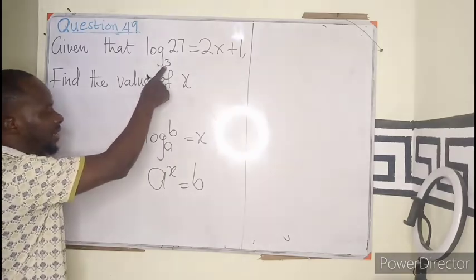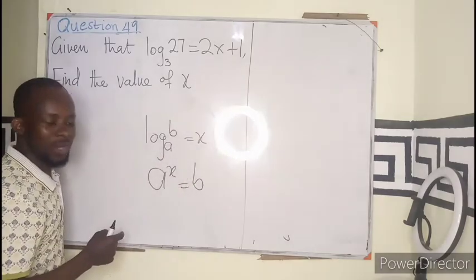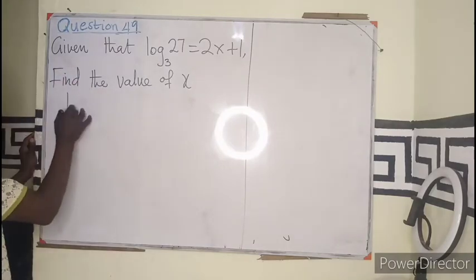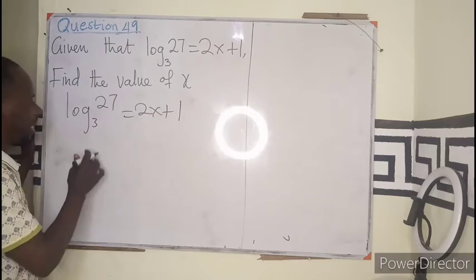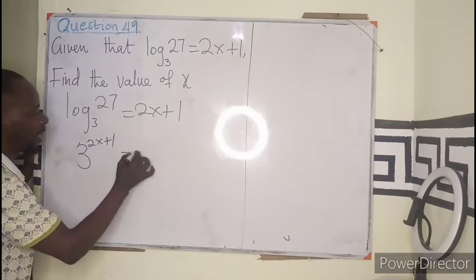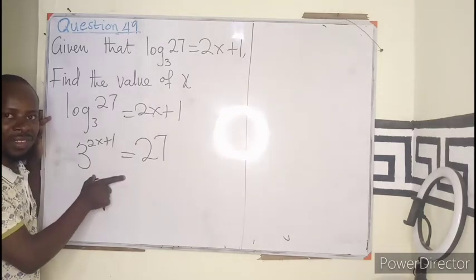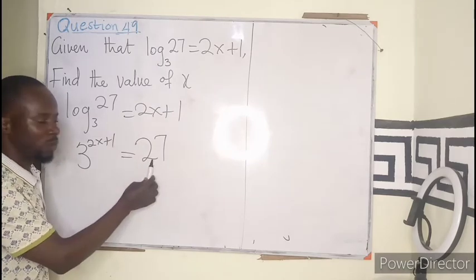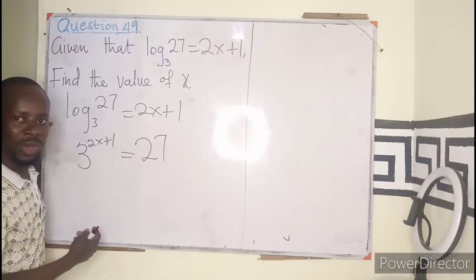So you can see that this is the base, 27 is the number, and 2x plus 1 is our exponent. So if that is going to be employed, we can say that log of 27 to base 3 equals 2x plus 1 is just nothing but 3 exponent 2x plus 1 equals 27. So we are no more in logarithm, we are in indices. A base, exponent; this must also be a base and exponent. So I'll find out how many times 3 multiplies itself to give me 27. I believe you know it is 3 times.